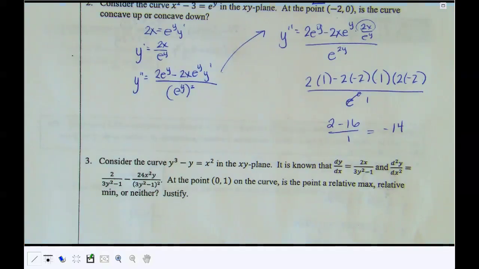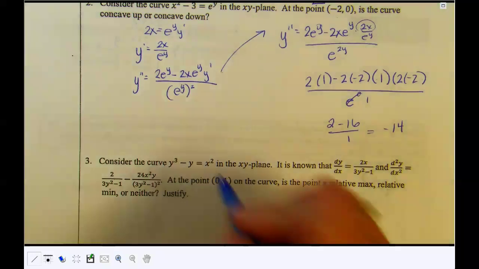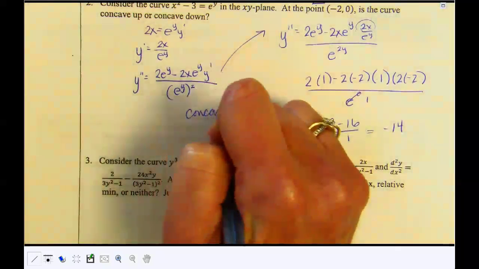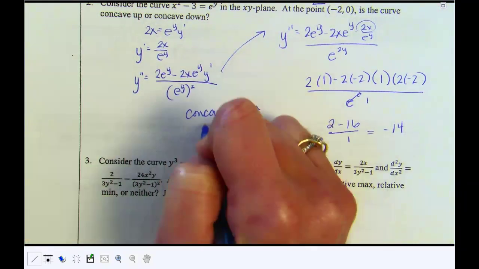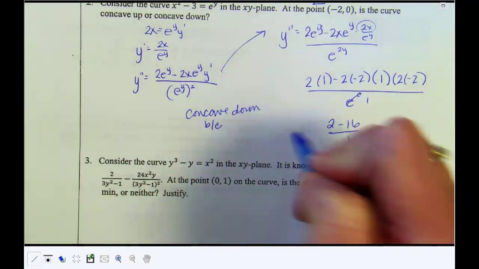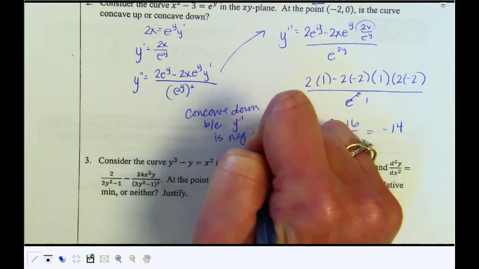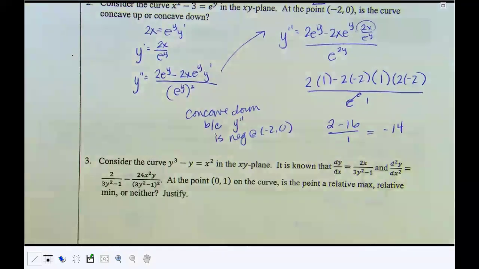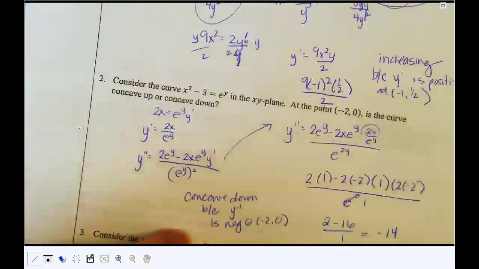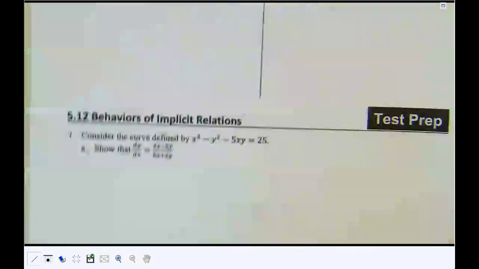So, I get excited when I'm at a number. I'm like, I'm done. I'm not done because I didn't answer the question. Concave up or concave down? Down. Concave down. Because the second derivative, so y double prime, is negative at the point -2, 0. Okay. So glad we don't really simplify that.